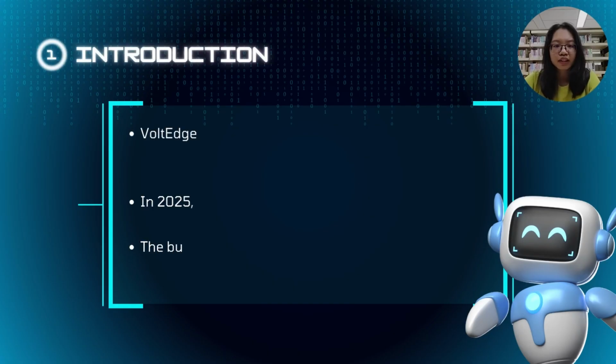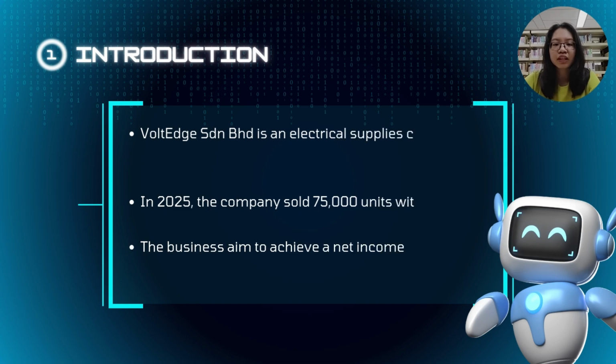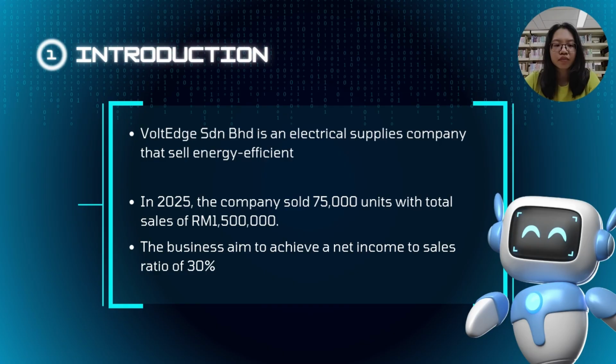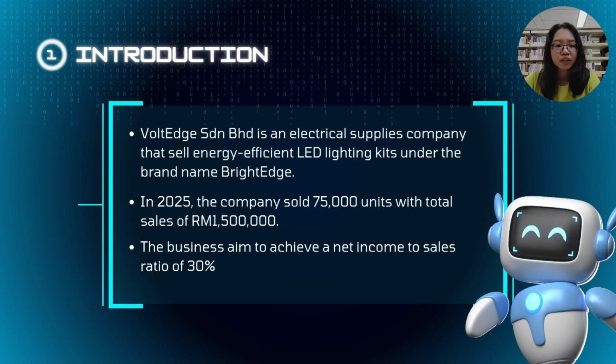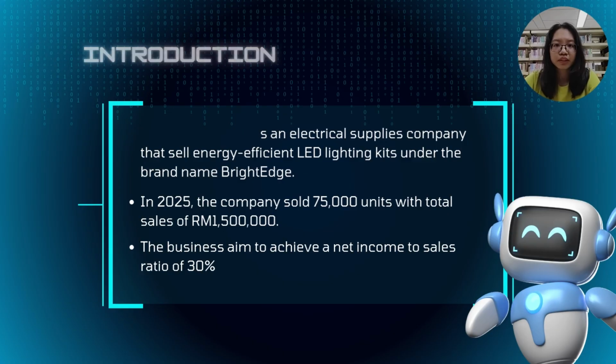Wood-Edge Sendirian Berhad is an electrical supply company that sells energy efficient LED lighting kits under the brand name Bright Edge. In 2025, the company sold 75,000 units with total sales of 1,500,000. The business aimed to achieve a net income to sales ratio of 30%.